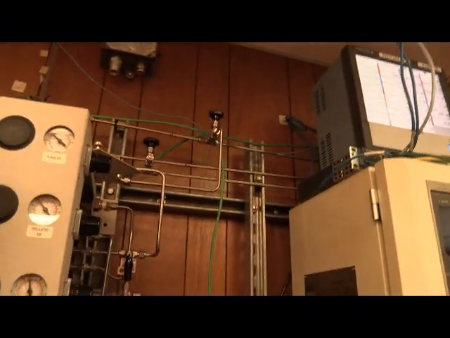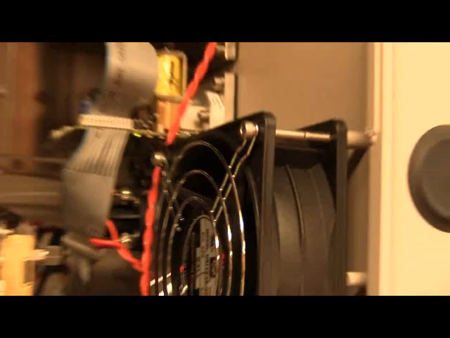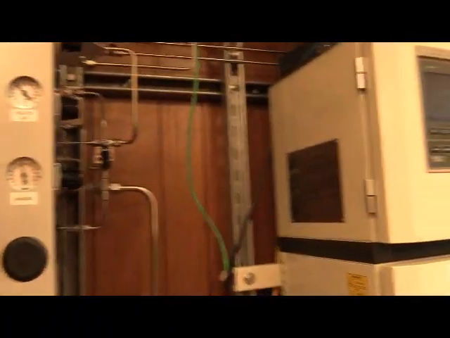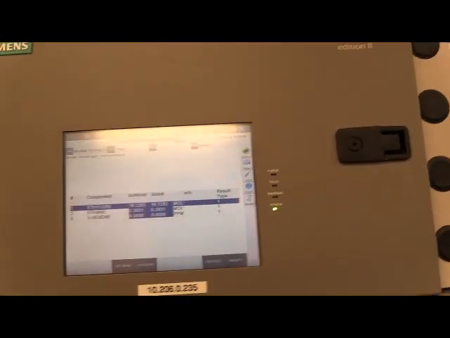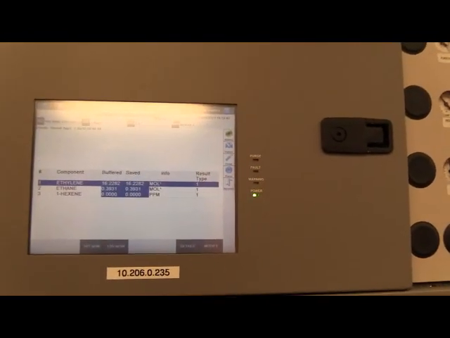If you want to know what that's about, I jumpered that out because there's a pressure switch located there. In the event that you get low valve gas pressure for stroking your valves and stuff like that, it will trip that pressure switch and then throw your GC into fault. So we just get rid of that guy.